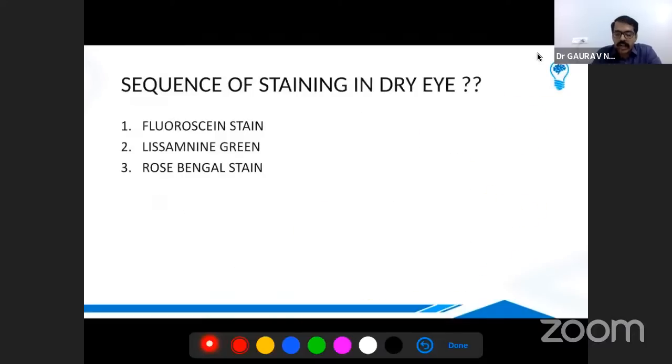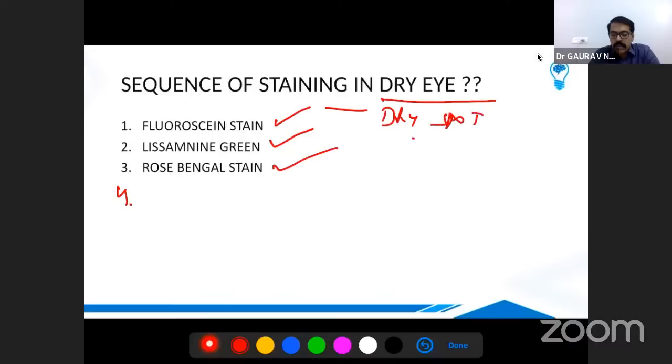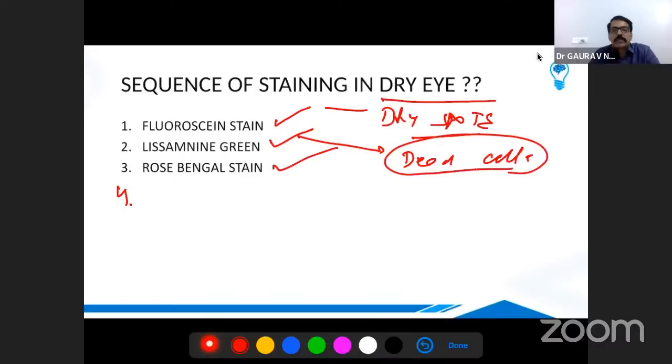Sequence of staining in dry eye. So they had given fluorescein stain, lissamine green stain, rose bengal stain. Fourth choice, I don't know what was there. So first is always the fluorescein stain. Fluorescein stain is the stain which will pick up any dry spots. So any dry spots can be marked with this. And then is the lissamine stain, which stains the dead cells. It picks up the more dry areas on the conjunctiva. Whereas the fluorescein is more for the cornea.